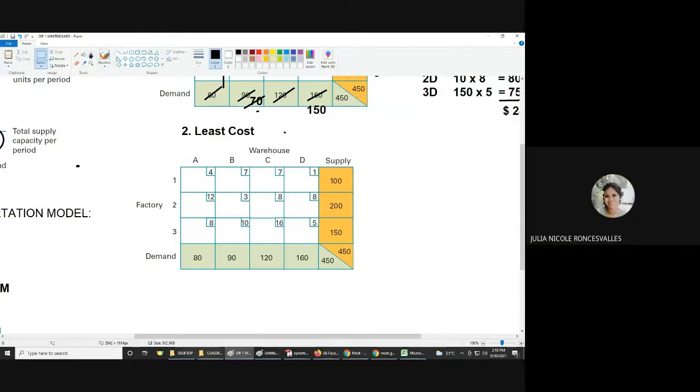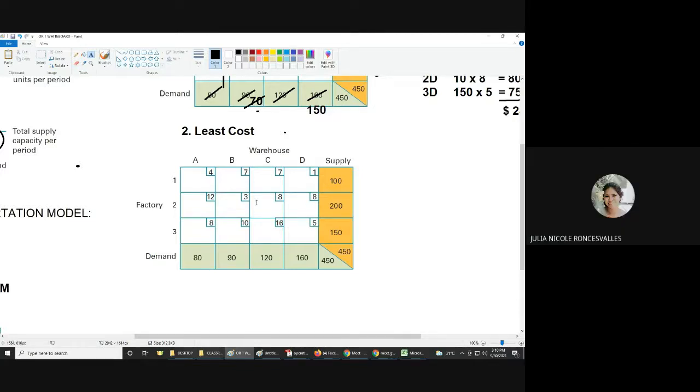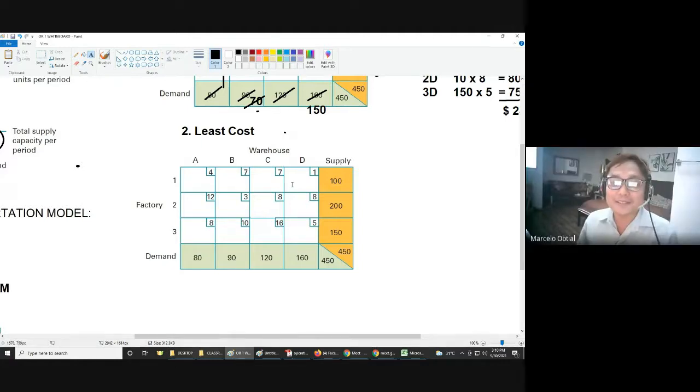Sir, hindi ba yung D1 yung pwede nating ilagay? Di ba yung D1, sir, yung least cost? $1 yung cost. Okay, Julia. Salamat, Julia. Okay, 1 pala, 1. Pinakamaliit na cost ito is 1. Okay, so we will pick this one. Check ko lang kung nakikinig kayo. Okay, so D1 yung pinaka-least na cost dito, which is may cost na $1. Okay? So dito tayo una maglalagay.